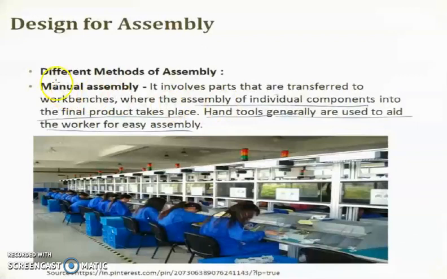Next, for design for assembly, there are different methods of assembly which we have to recall, which are manual assembly. It involves parts being transferred from workbenches where assembly of individual components into the final product takes place. Means from one place to another it is moving in a series, okay. And hand tools are generally used by the workers for manual assembly. Means hand tools are going to be used in this manual assembly process.